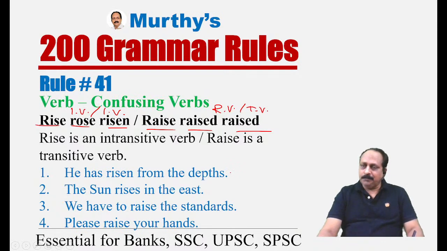Felt is a different one. Feel, felt, felt. That does not come here. Feel, felt, felt, a different verb altogether. Does not come within this framework. Rise is an intransitive verb. Raise is a transitive verb. Not only that, rise is an irregular verb. Raise is a regular verb. If you are good at grammar, you know the difference between regular, irregular, transitive, intransitive. Based on that, easily you can spot the error. He has risen from the depths.